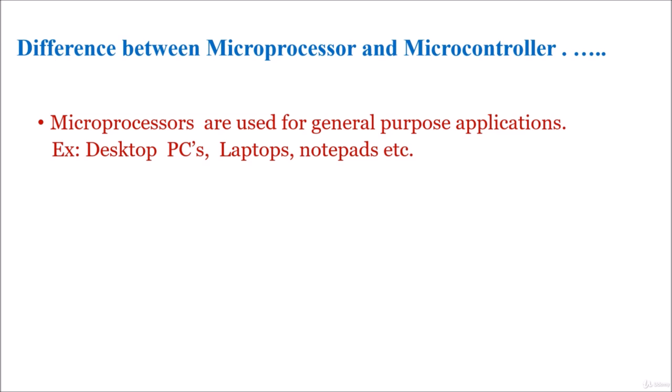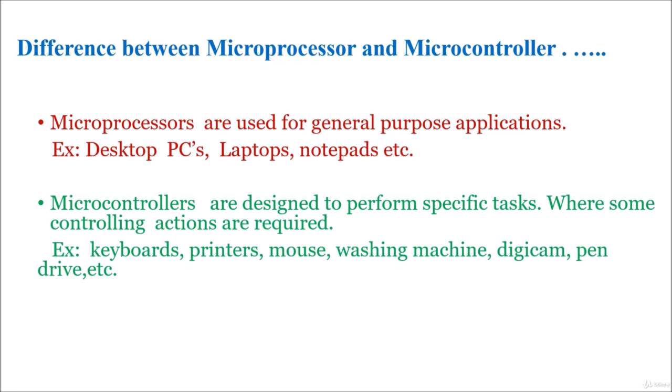Whereas microcontroller based systems are used for some dedicated applications. For example, the keyboard is one of the microcontroller based system. Printer is one of the microcontroller based system. Printer system is used only for dedicated application such as printing a job. Same for mouse, washing machine, digicam, pen drive, and lot more systems are available which uses a microcontroller. So microcontrollers are generally used for embedded system which are developed for some dedicated application.